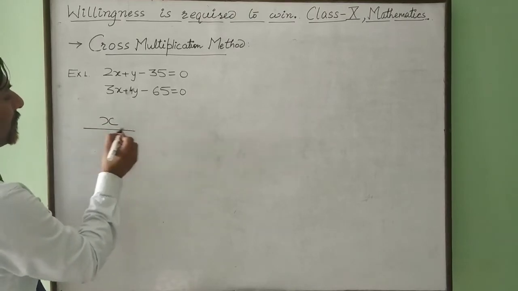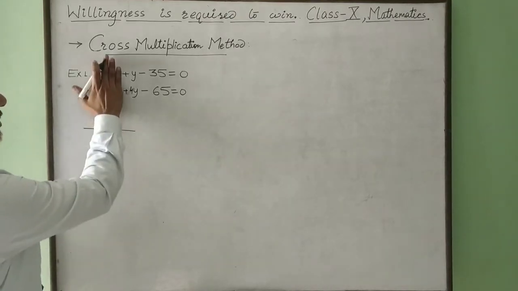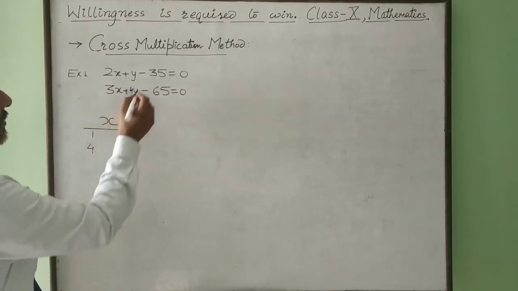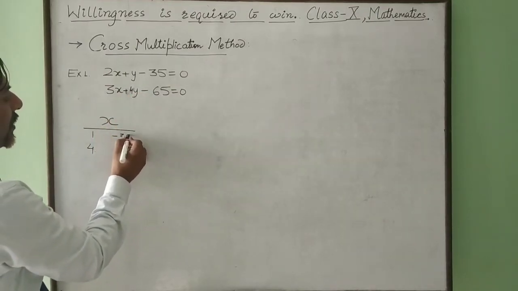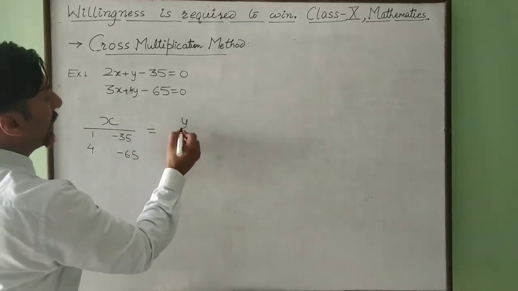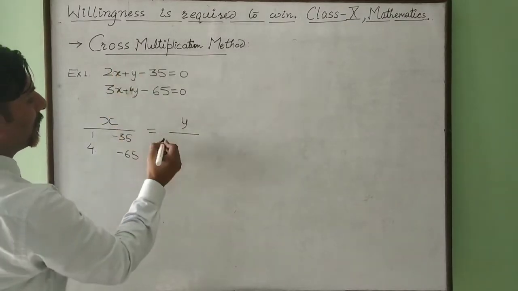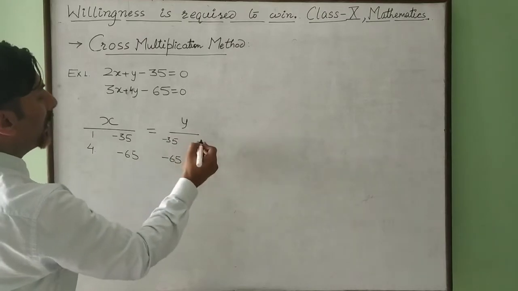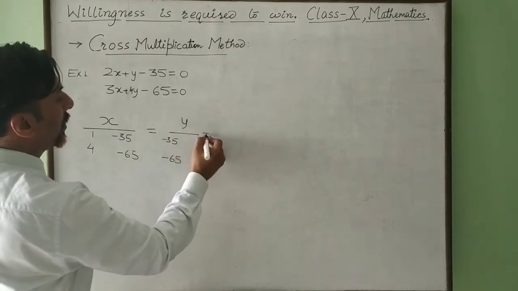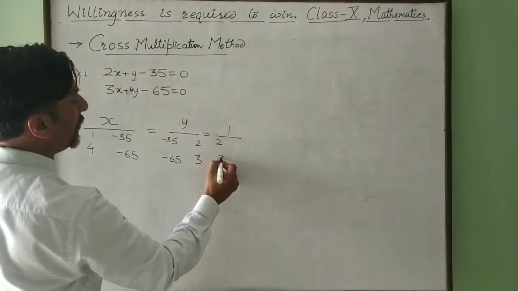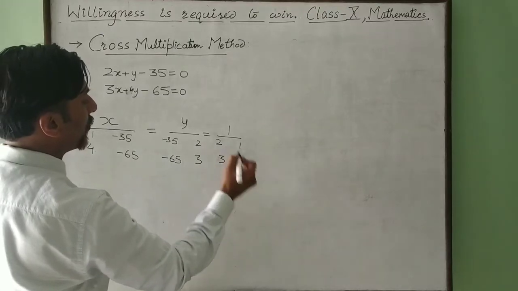So we'll write x upon, so when I'm writing the denominator of x, I'll hide the terms of x. The coefficients I have are 1, 4 and minus 35, minus 65 is equal to y upon, I'll hide this, I'll be having minus 35, minus 65 and then 2, 3. And for the constant, I'll be having 2, 3, 1, 4.